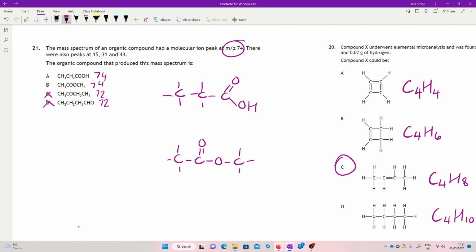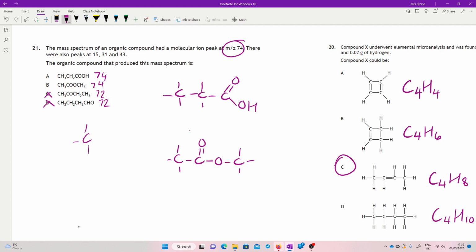Okay, right, you are told 15, 31 and 43, and you now just need to sit and do a reasonable amount of calculator bashing to figure out if you can get the right numbers to work. Okay, 15 is not particularly helpful because 15 is obviously a CH3 fragment. Okay, 31 and 43, however, they are helpful.